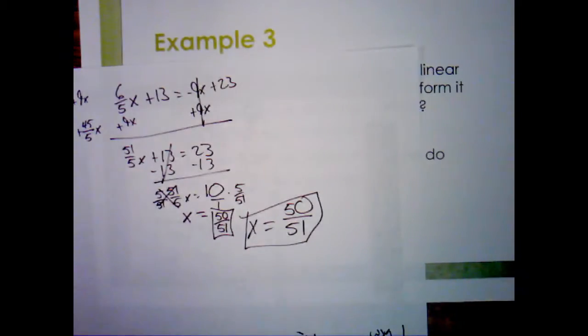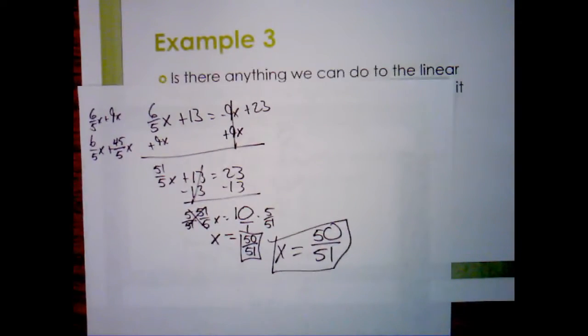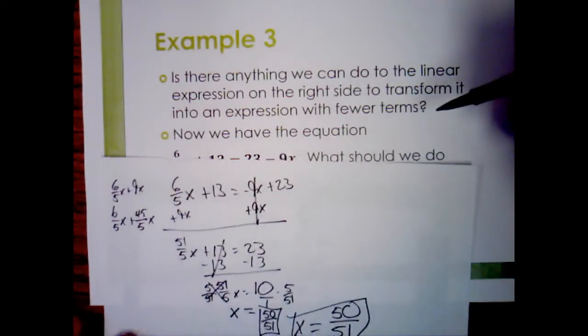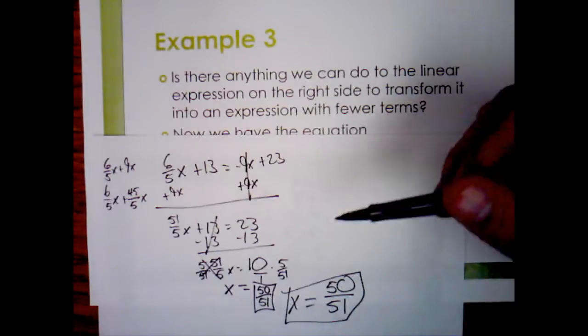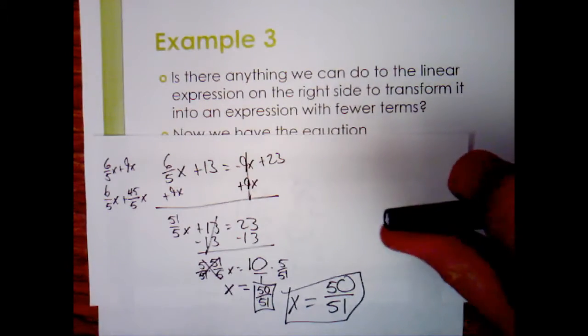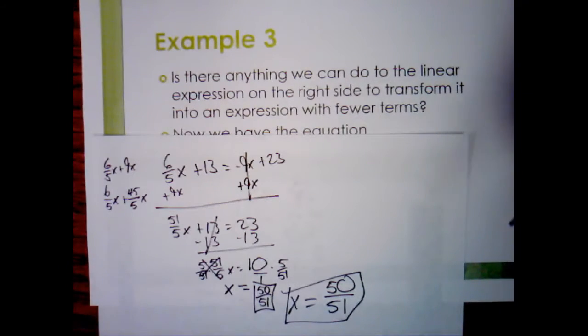And again, if I wanted to check it, I could plug it back in and show that from the beginning, if I have 50 over 51 in for x, it will make the equation true. But for now, my solution is 50 over 51, and I can't reduce that.